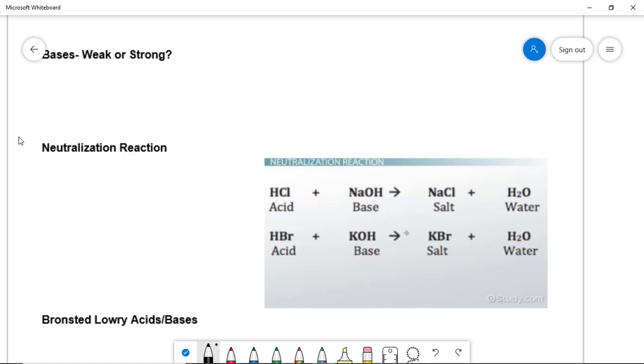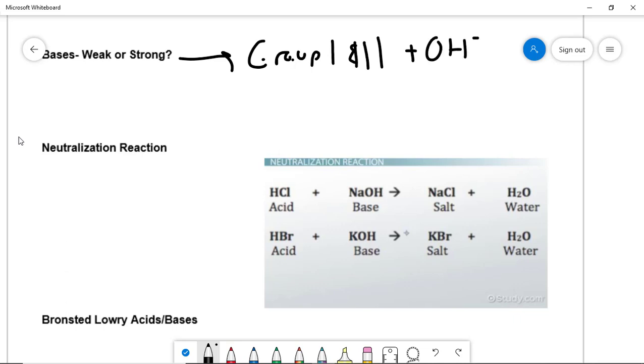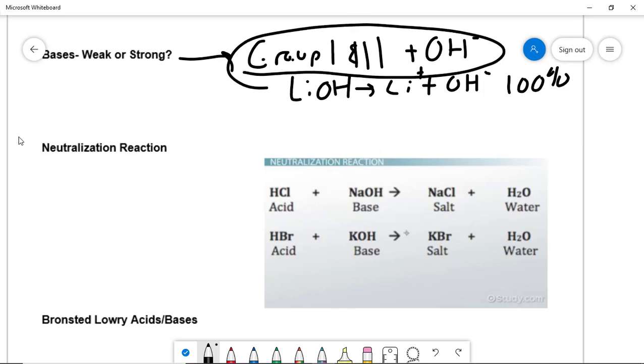So now that we know how to determine acids are weak or strong, what about bases? Well, bases, you're probably just going to have to memorize these as well. So this is group 1 and 2 plus hydroxide. Okay, and it is safe to say that not all of them will be this way, but most of these will 100% dissociate into their individual ions. Okay, everything else will be weak. All right, so again, group 1 and 2, remember that's your alkali metals and your alkaline earth metals.